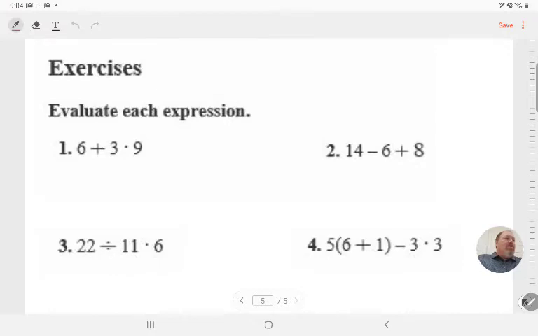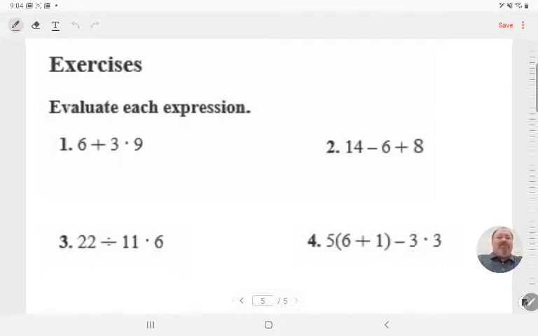Now in your notes page, you have some evaluate each expression practice. Again, this is where I would pause the video, try it, see how you do on them, and then come back to the video and see if you work them correctly. Okay? This will help you when you do your practice work. All right, so pause the video. All right, welcome back. Hopefully you did well.